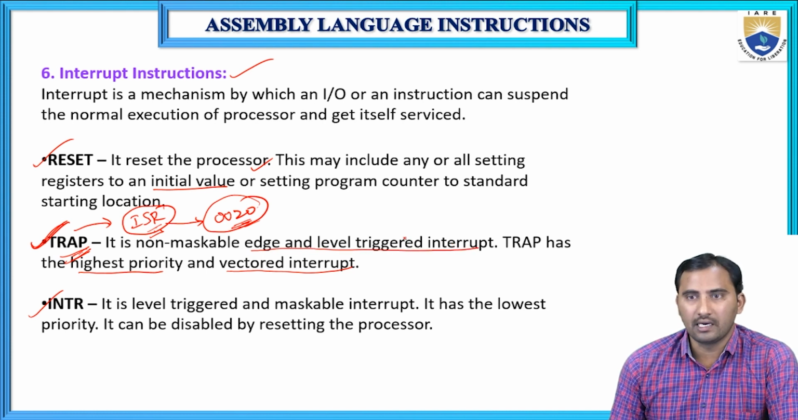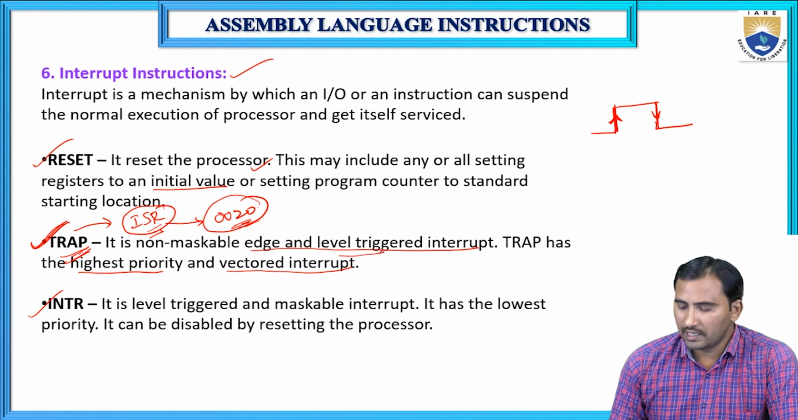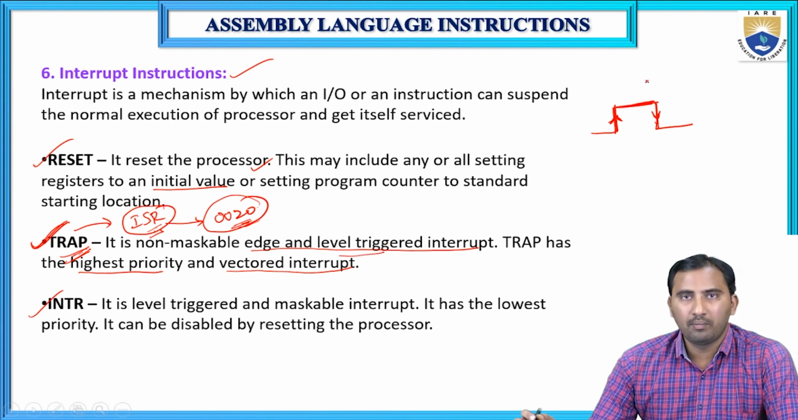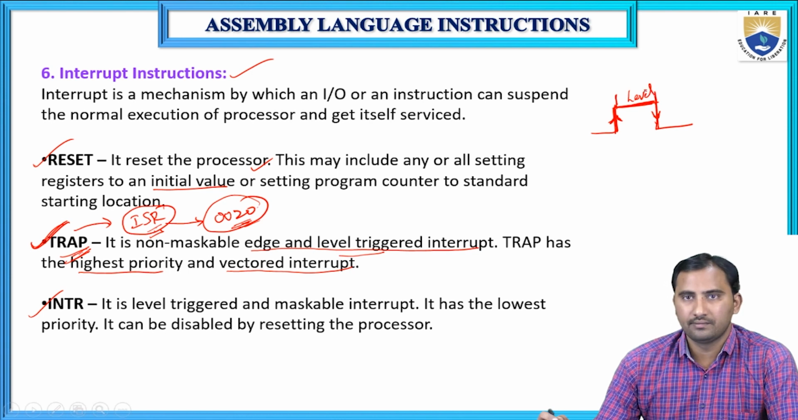Edge and level triggered. Edge means the clock will be represented like this. This is a rising edge. This is a falling edge. Okay, that means here the change will occur, rising edge, falling edge. And level triggered means this area. That means the processor state can change from this point to this point. So this is called level triggered, and this is edge triggered.